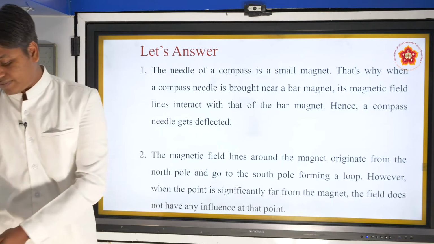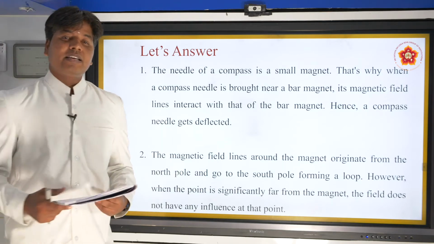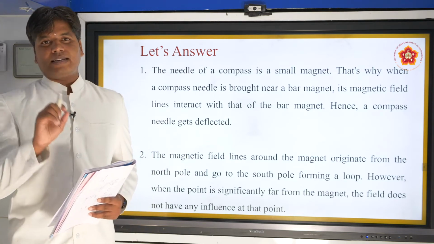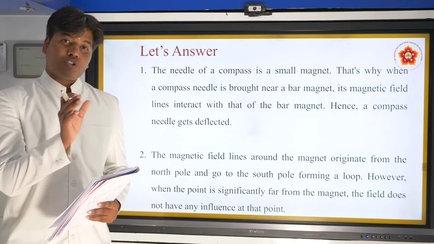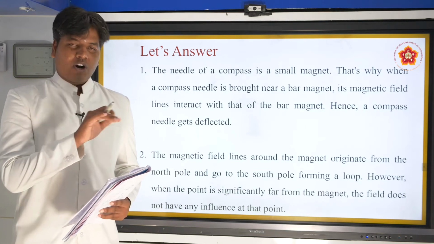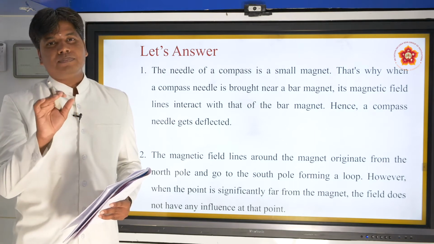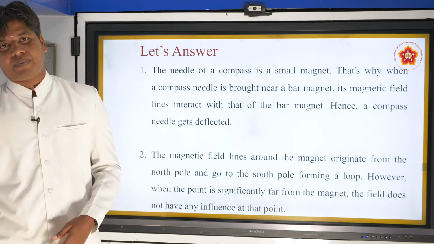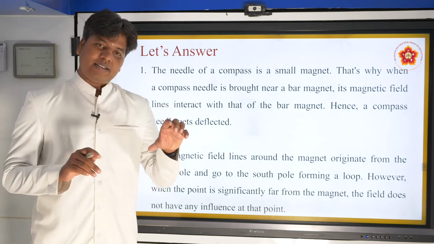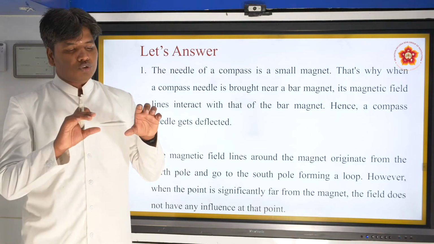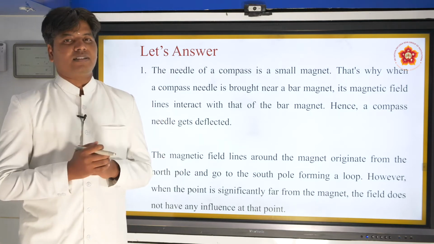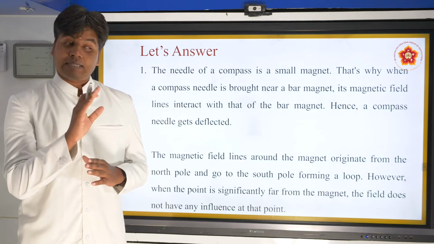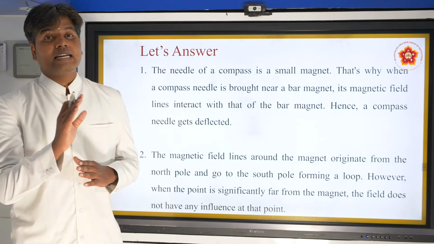What is the second question? The answer is being displayed here. The second question is, I asked, when you have a magnetic compass and also a bar magnet on a piece of paper, but you observe that the compass is not getting deflected, right? You have a magnet and a compass, but those two are significantly distant from each other, and the compass is not getting deflected.